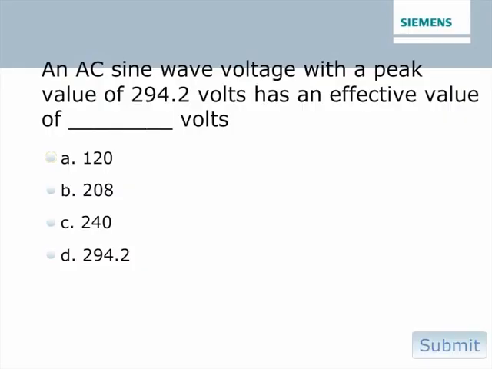Okay, we just finished up that section, so time for another knowledge check. Question 1. An AC sine wave voltage with a peak value of 294.2 volts has an effective value of blank volts. Is it A, 120, B, 208, C, 240, or D, 294.2?